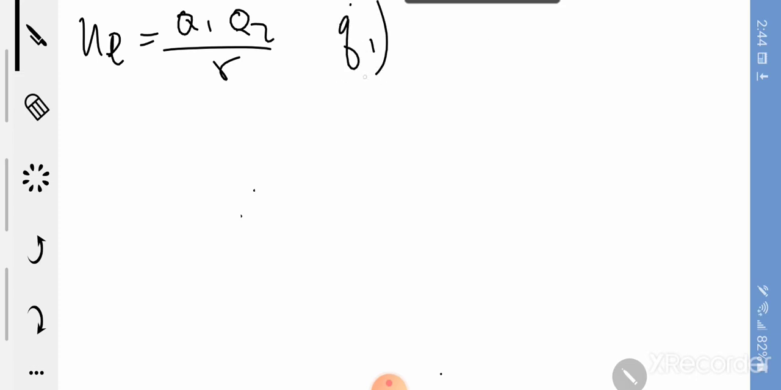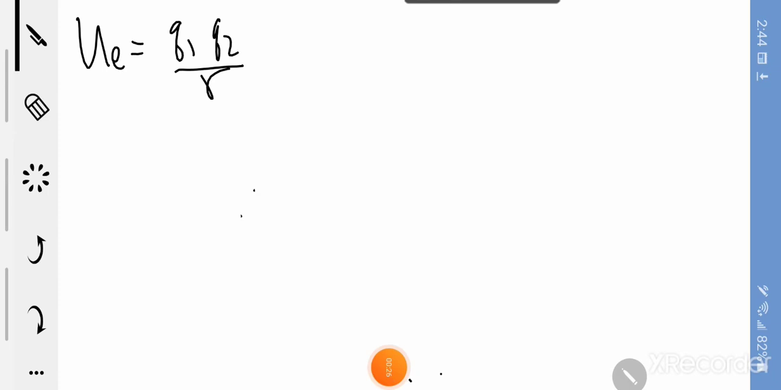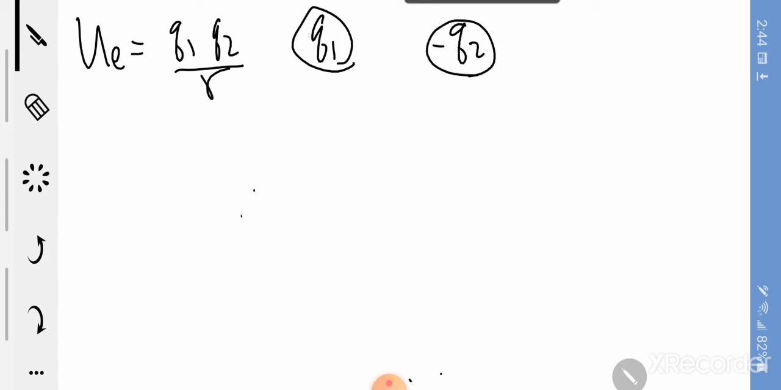Alrighty, we need to talk about effective nuclear charge, but before we get to that, let's recall our electrostatic potential energy. So we had this formula, UE, which stands for our electrostatic potential energy, is equal to Q1 times Q2 over R, where Q1 is our charge of one particle, Q2 is our other charged particle, and R is the distance between them.